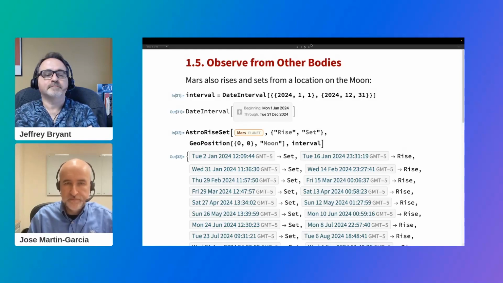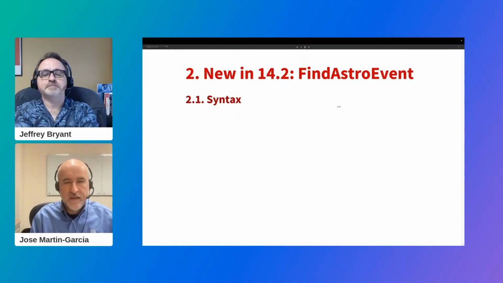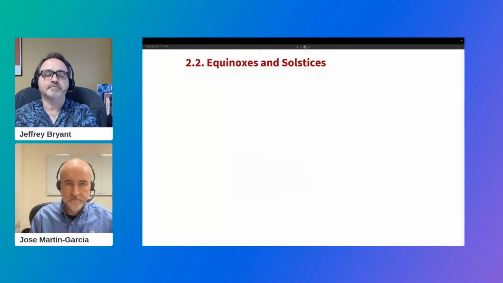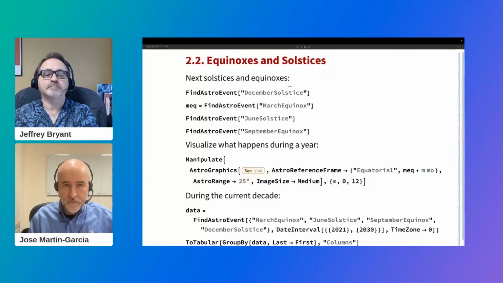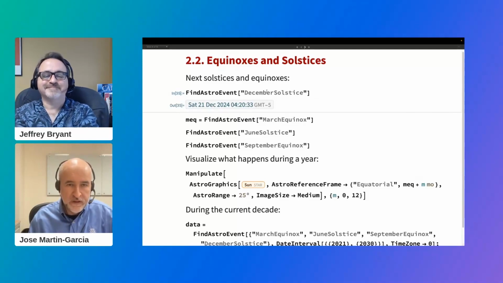events at any time. Now, let's look at the new function that will be introduced in 14.2, which is Find Astro Event. This is a lot more powerful. It can compute many more types of events. So here we have, again, the type of event, the date we are interested in, and the location we are observing from, again, with some shortcuts. Let's look first at equinoxes and solstices. So, for example, that's the next solstice, which is going to happen in December. That's the winter solstice, precise to second.